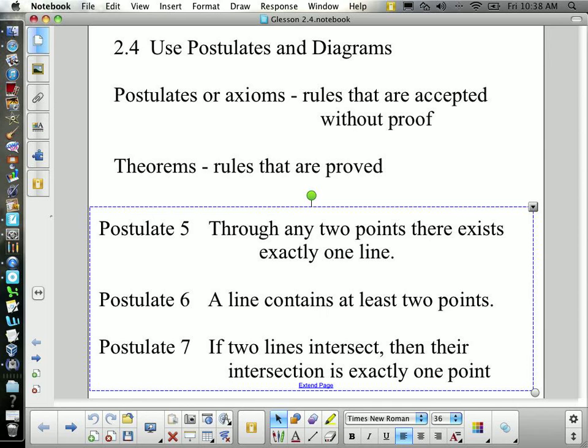Postulate 7, if 2 lines intersect, their intersection is exactly 1 point. We kind of looked at this the other day. What happens when 2 lines cross each other? The intersection is how many points? 1. Can 2 lines intersect at more than 1 point? Not in plane geometry. See, we're studying what's called plane geometry, or Euclidean geometry. Geometry on a flat surface, in a plane. You're saying, yeah, how else would you study geometry?